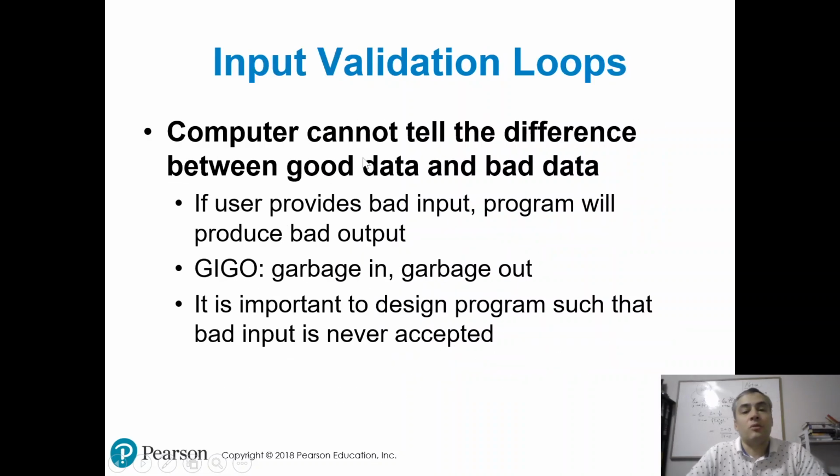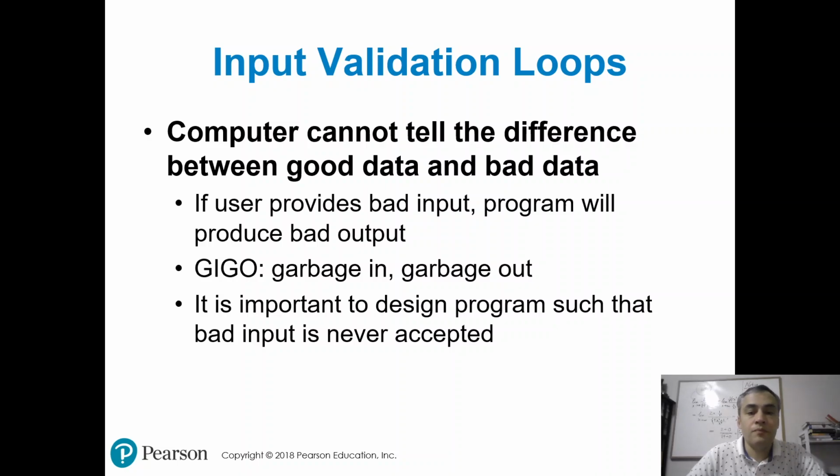Input validation loops. The problem is that when you program, you have to make contingencies for bad input. For example, you ask somebody to enter a number like 5, but instead the person enters the word 5 or just enters some gibberish. Or alternatively, you ask a person, how many hours did you study yesterday? And the person answers 100 hours, which is not realistic.